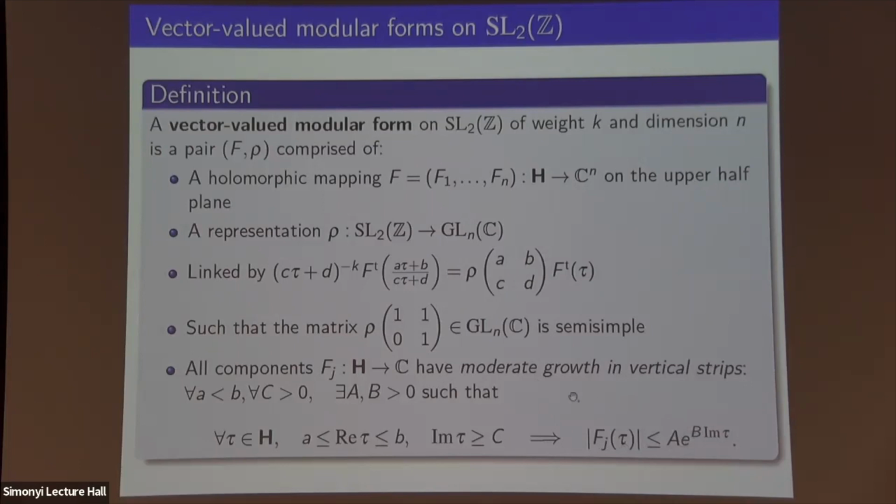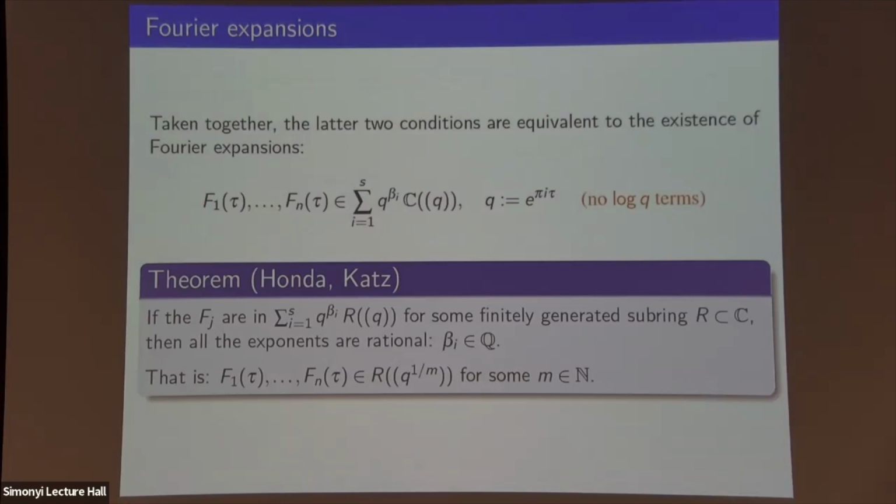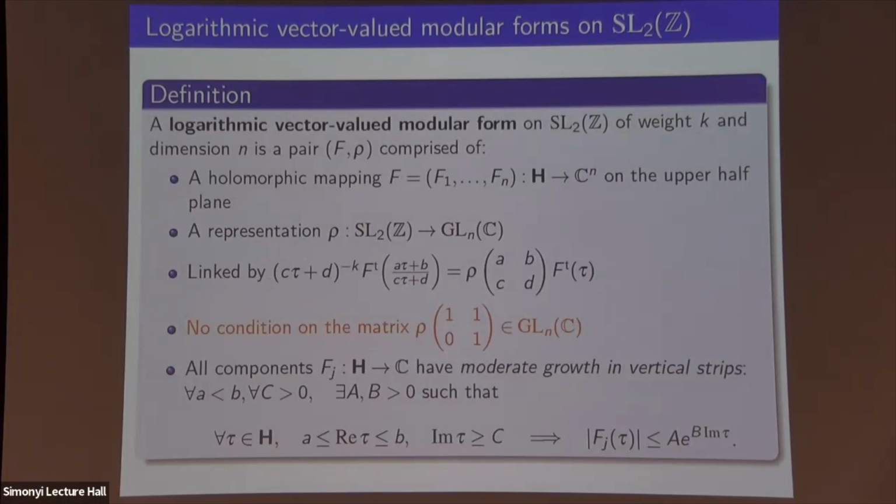Let me not spell out, except to say that the last two conditions together mean that there is a Q expansion, roughly speaking a Fourier series in general with complex coefficients beta_i, but no log Q terms because of that semi-simplicity condition. And then the theorem: if we have, let's say, S-integer coefficients, then certainly these exponents are also rational, so we actually have Puiseux expansions. I want to contrast this with what I believe is called the logarithmic vector valued modular form in the literature. The same definitions, but without any condition on this matrix.